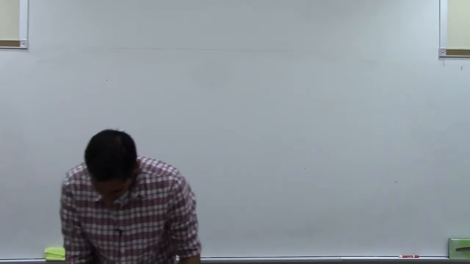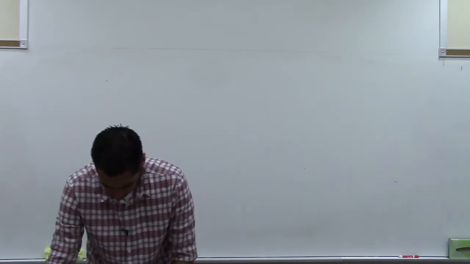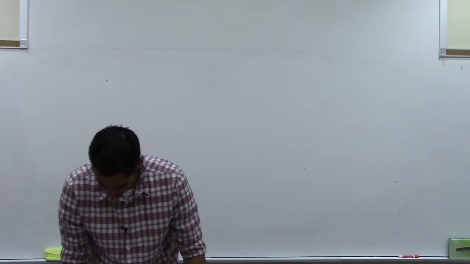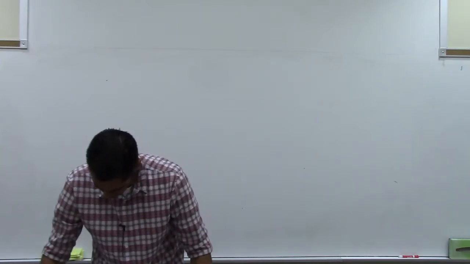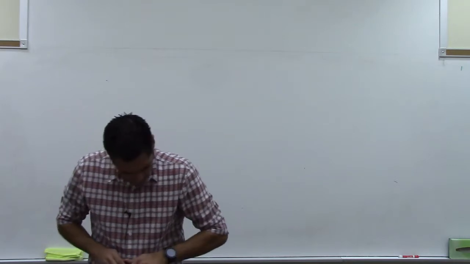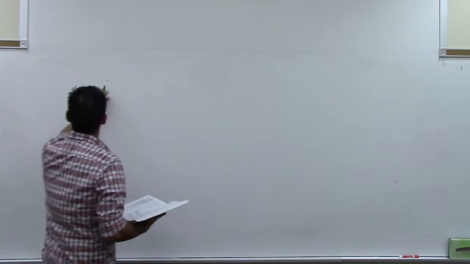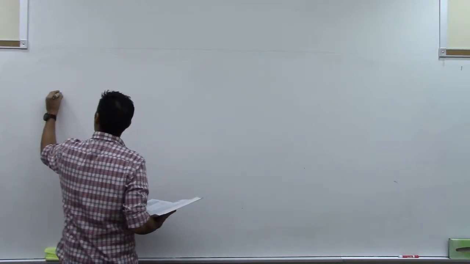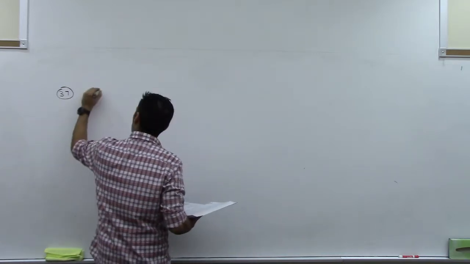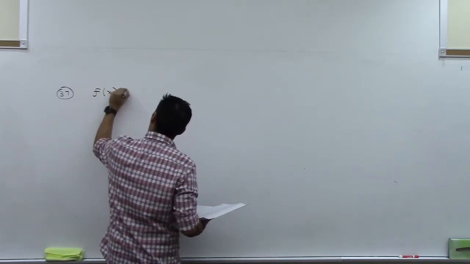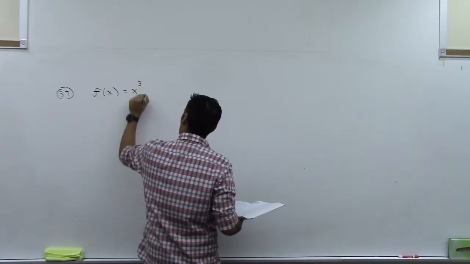All right, we are on page 644. I am looking at number 37. Okay, so number 37, and that is f of x is x cubed plus 4x minus 5.